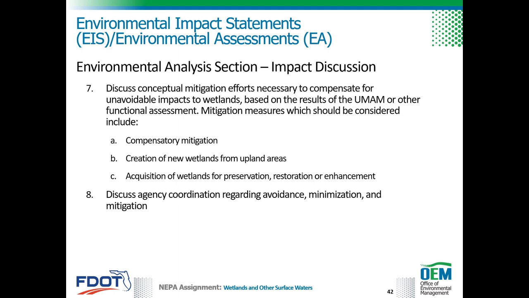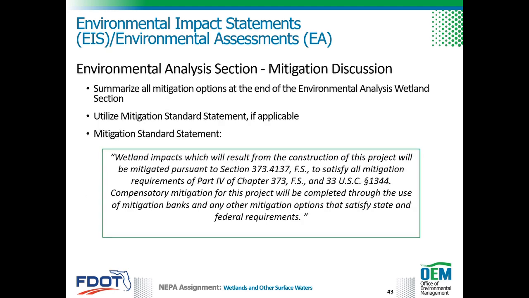The impact discussion should also include documentation of agency coordination on the proposed avoidance and minimization activities and conceptual mitigation measures to limit adverse impacts. For EA or EIS projects, a standard statement is used to provide information on the mitigation for the purposes of public information. The standard statement is included in the environmental analysis section. EA and EIS projects include information on the conceptual mitigation plans and add the mitigation standard statement shown here.